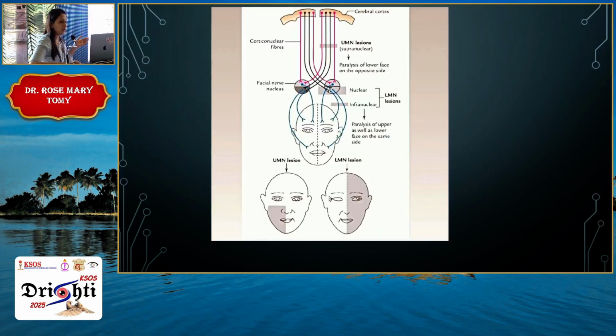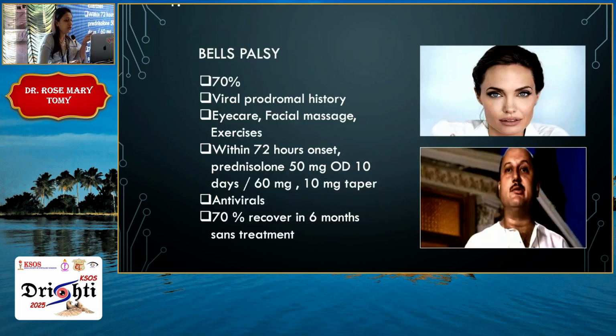Supranuclear, we all know this chart. Both sides of the cerebrum innervate the upper part of the face. The lower part of the face is innervated only by the contralateral side. So when you have a cerebral lesion here, a stroke or multiple strokes, something happening at the cerebral cortex, the upper face is going to be spared while only the contralateral lower part is going to be affected. So that is how we differentiate between UMN and LMN lesions.